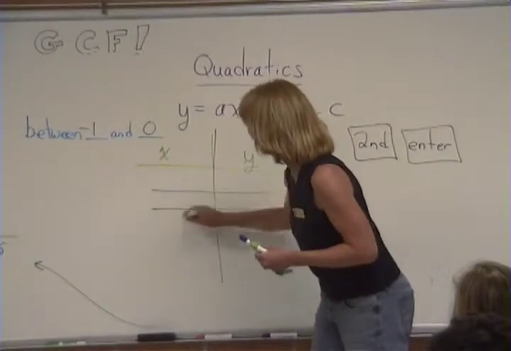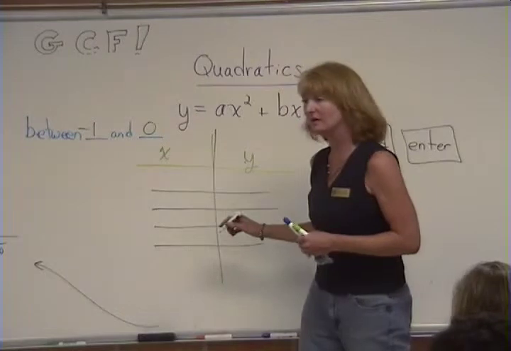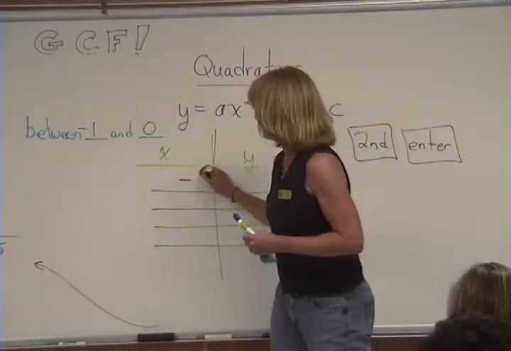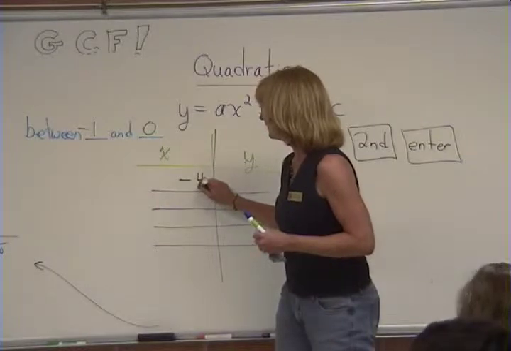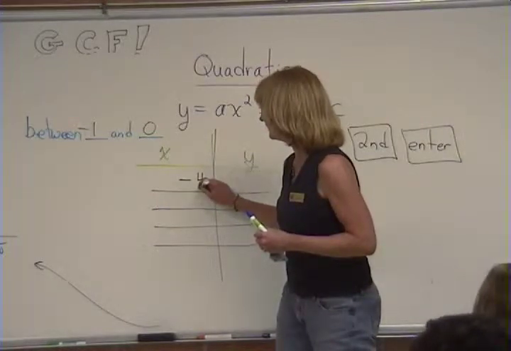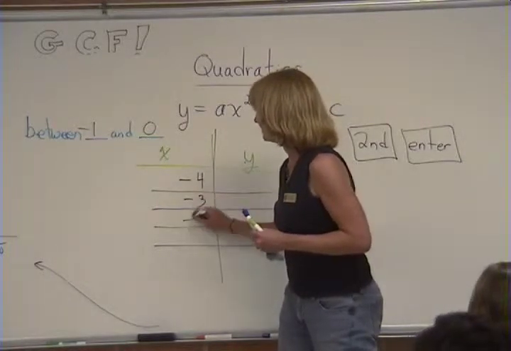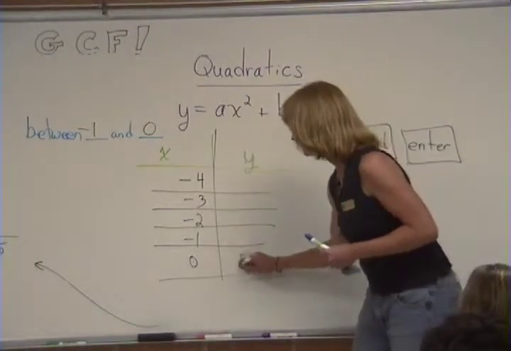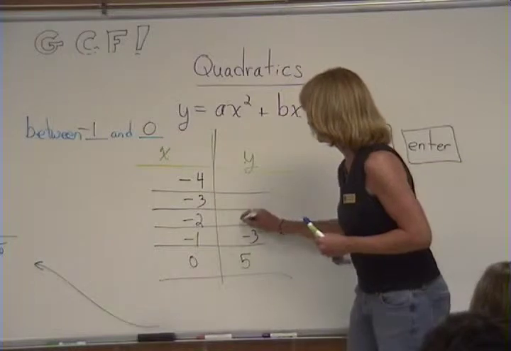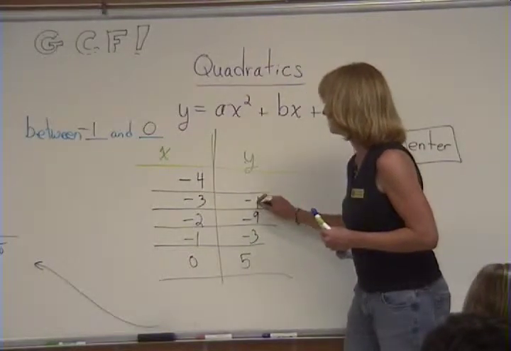We'll just do one side of the parabola. We started with negative 4.5 over, and then negative 15. Right, negative 4, negative 3, negative 2, negative 1, 0. The values are 5, negative 3, negative 9, negative 13.